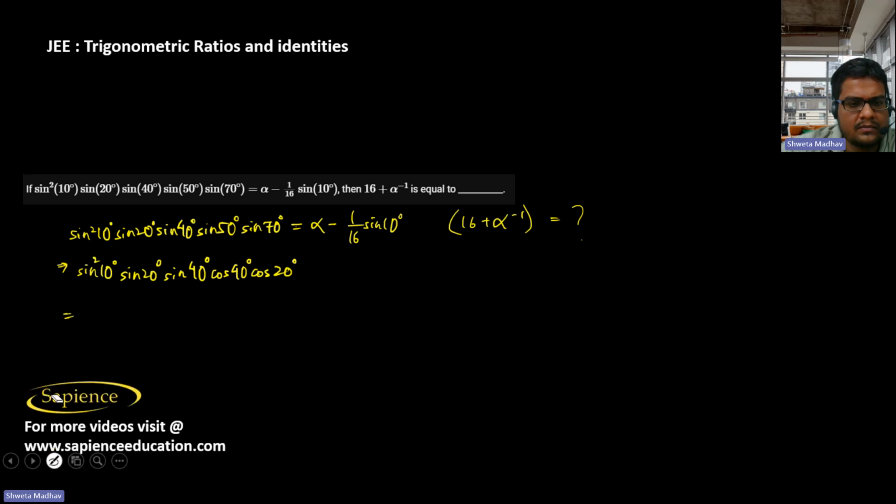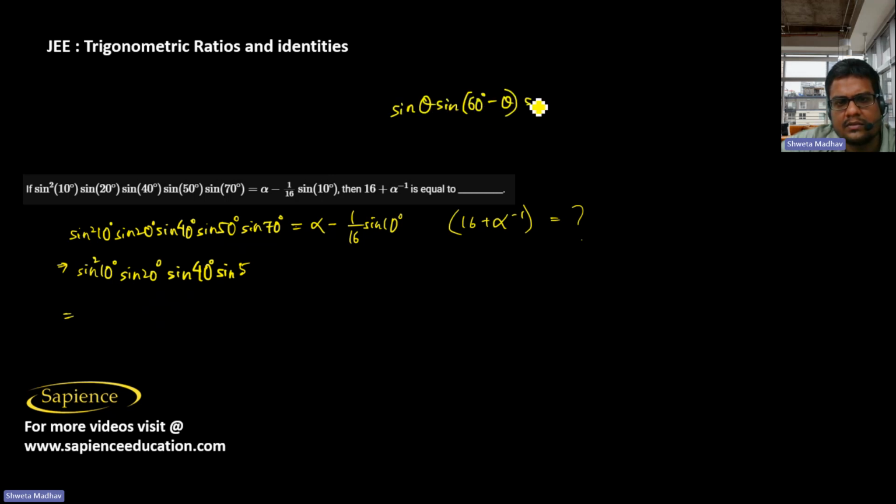And write sine 40 and sine 50 into sine 70. So what we can do, we know that sine theta into sine 60 degree minus theta into sine 60 degree plus theta can be written as sine theta into 1 by 2 into cos a minus b minus cos a plus b.